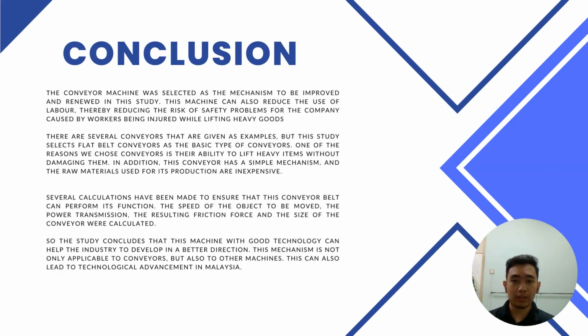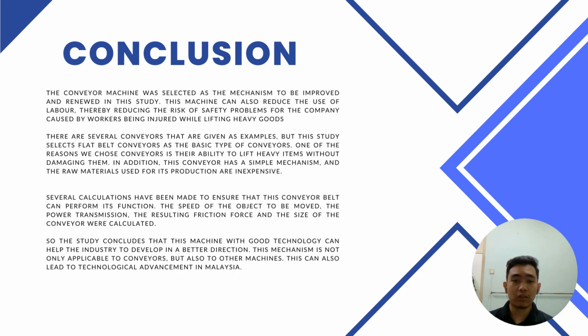And for the conclusion, the conveyor machine was selected as the mechanism to be improved and renewed in this study. This machine can also reduce the use of labor, thereby reducing the risk of safety problems for the company caused by workers being injured while lifting heavy goods. There are several conveyors that are given as examples, but this study selected the flatbed conveyor as the basic type of conveyor. One of the reasons we chose this conveyor is its ability to lift heavy items without damaging them.